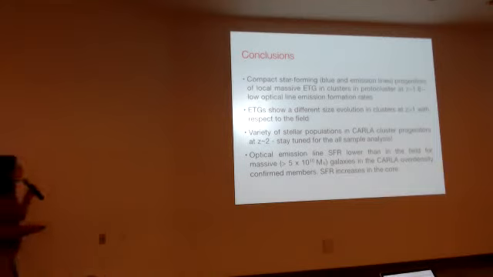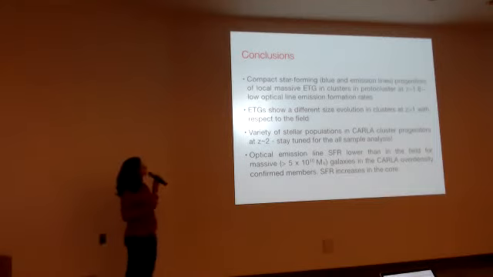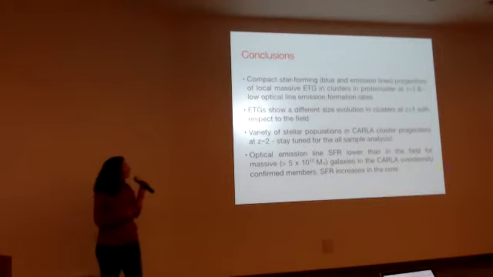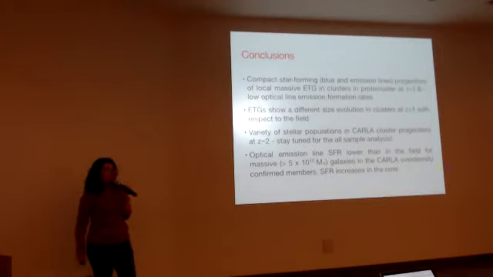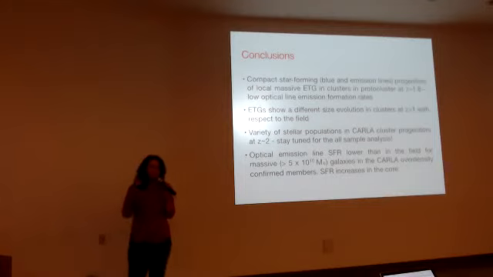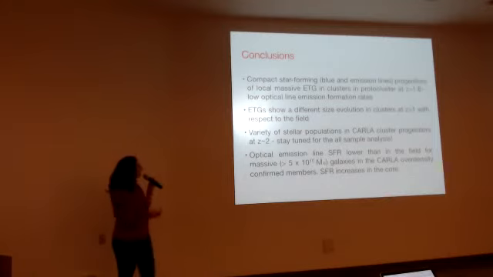So the conclusion: we find compact star-forming blue emission line progenitors of local massive ETGs in a protocluster at z 1.8 in the Hubble Ultra Deep Field. So they became compact before becoming red; these blue compact galaxies will become red.